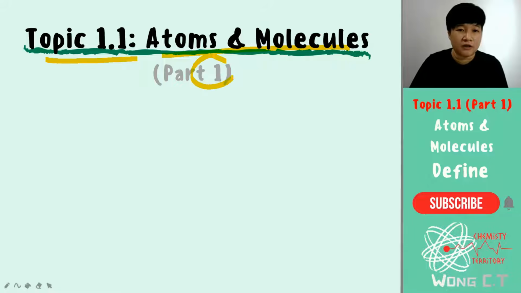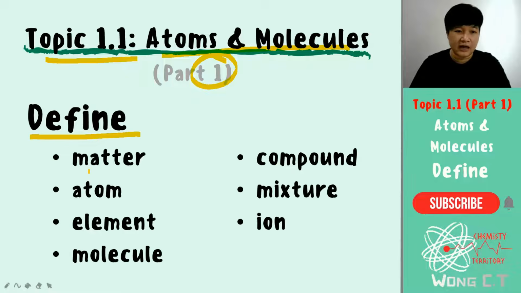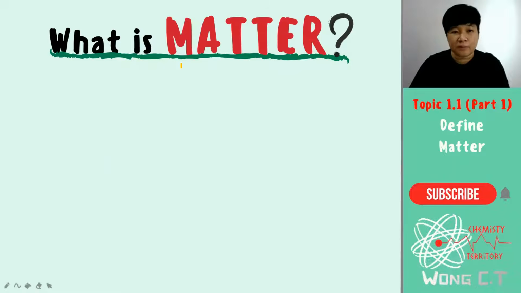For this first part of the video, it will be more on definitions and understanding what all the important terms in chemistry actually mean. We are going to look into the definitions of a few keywords, and they are matter, atom, what is actually an element, molecule, compound, mixture, and ion. So we are going to look into all these definitions. Don't worry, other than the definitions, examples will be coming along.